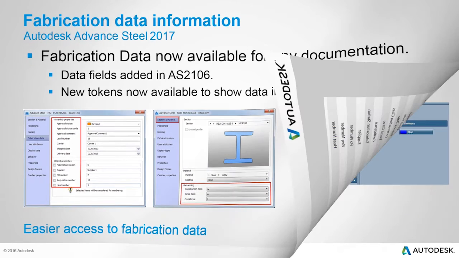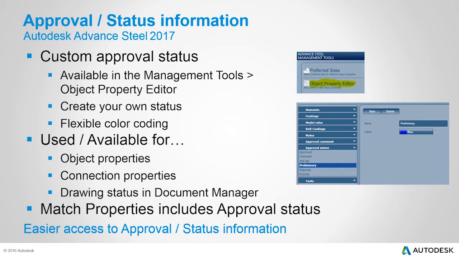Approval status. Again, one of the changes they made in 2016 was to add approval status to many types of object. And now, instead of having a fixed list that comes out of the box with the install, you can control those different statuses. So to access it, you'd go to Management Tools, and then you'll go to the Object Property Editor. And you'll see there, as in the image on the right, you have a group there for approval status.